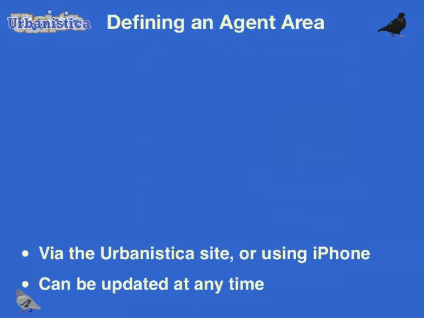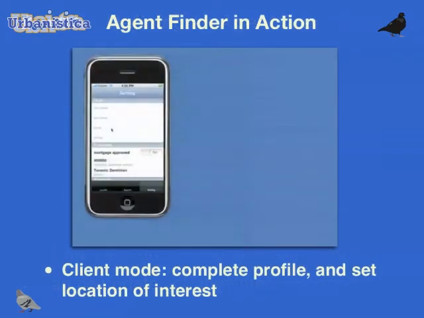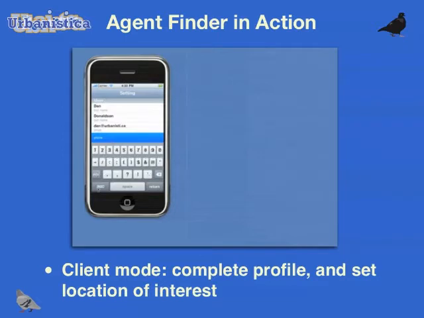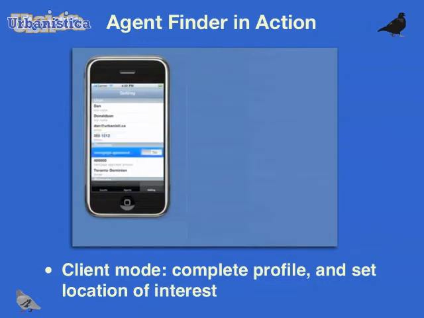Now let's take a look at what happens when a client with the downloaded free iPhone application first starts using it. They'll be asked to fill in a basic profile, which includes name information and contact information, phone, and an email address primarily. The phone and email address can be kept private, can be kept anonymous in the system for as long as the client wants, making contact with agents through Urbanistica, and at the same time retaining their ability to be assured that they won't be spammed and contacted when they don't want to be.